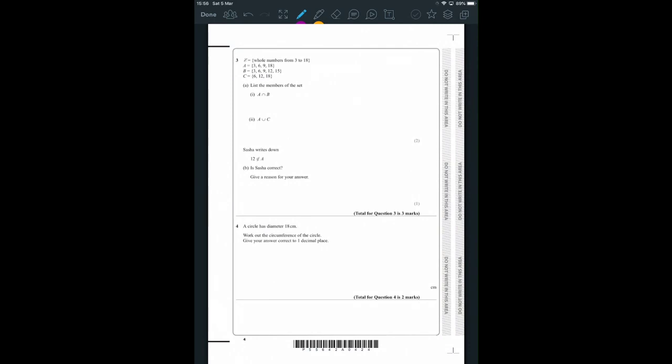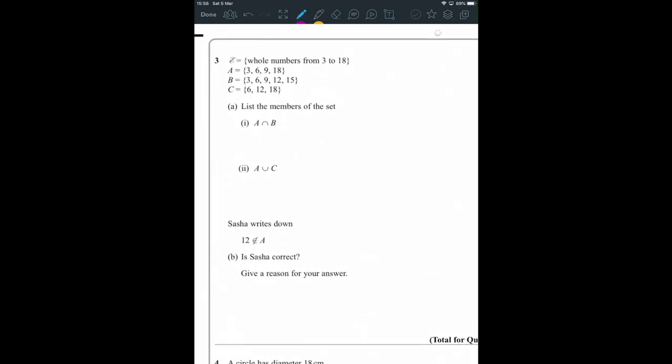Question 3, set theory. List the members of the set A ∩ B. The ∩, we remember, means and. So it's the stuff which is in A and also in B. And if we look at the sets A and B, we get 3, 6 and 9 are in both of them.